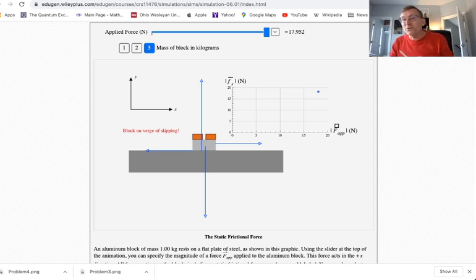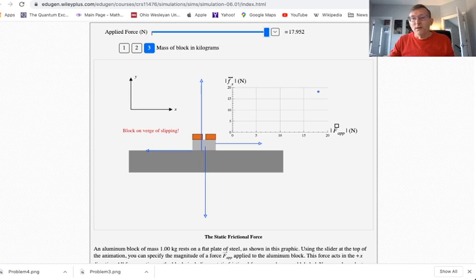But F normal has tripled too. So the whole point is just to show you that the magnitude of Fs max is proportional to the magnitude of F normal. Double F normal, you'll double the magnitude of Fs max. Triple F normal, you'll triple the magnitude of Fs max.